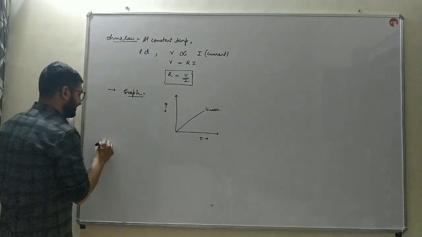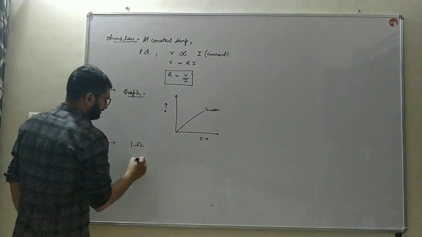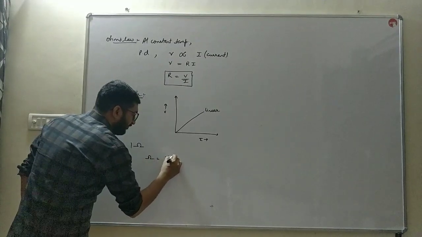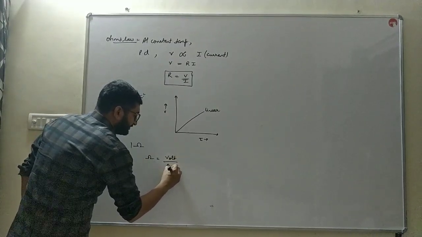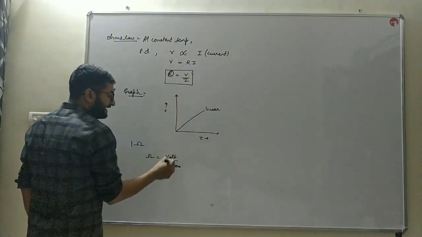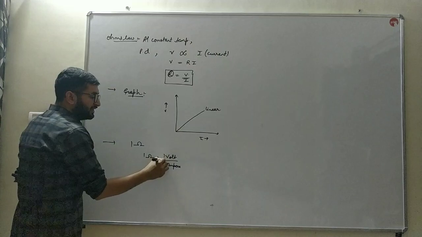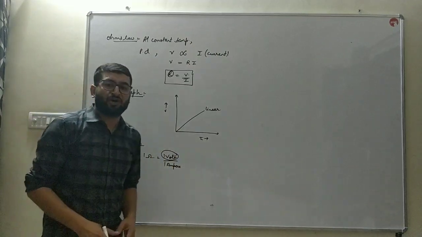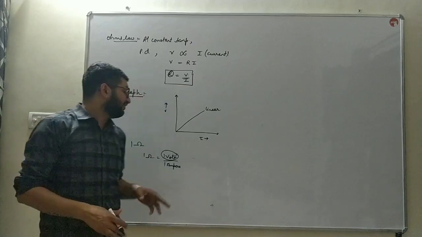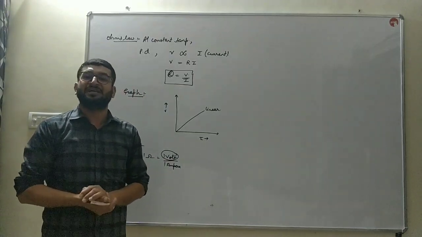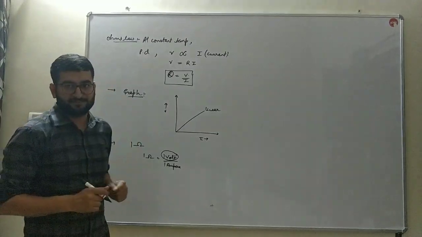Next we have discussed what is 1 ohm. The unit of resistance ohm came from volt by ampere. The unit of resistance is volt divided by ampere. What is 1 ohm? If 1 volt potential difference is applied across the ends of a conductor and 1 ampere current passes through it, that is known as 1 ohm resistance.